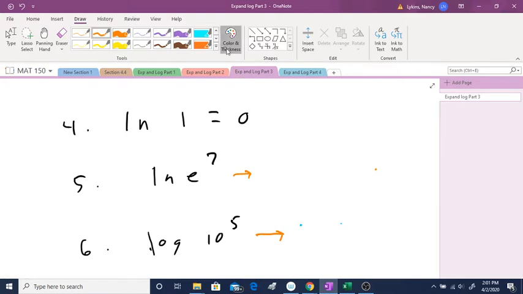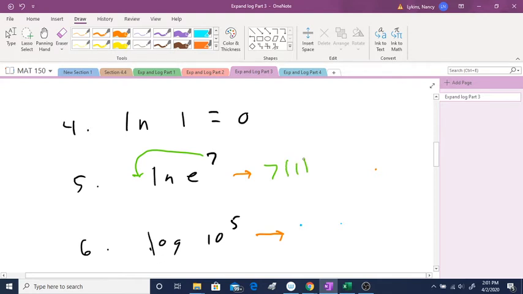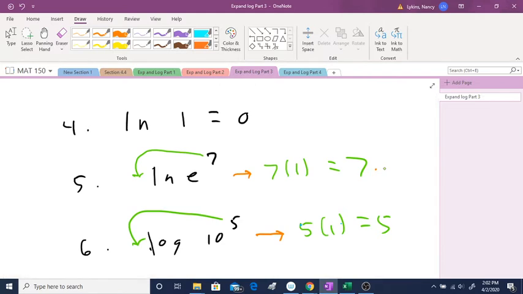Now, here's what I mean by canceling each other out. You see your ln and e? Your 7 will drop down, and ln of e is 1, so 7 times 1 is 7. Same thing with your log of 10. Log of 10 is 1, so 5 times 1 is 5. And we're going to demonstrate this later on in my examples, in the fourth part of my video series, which will be next.